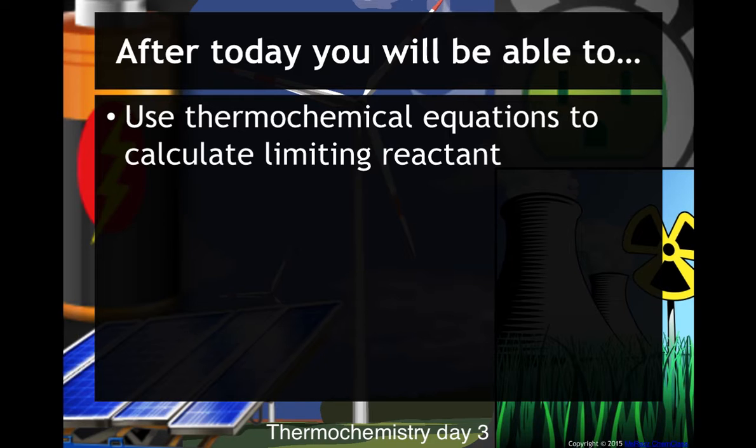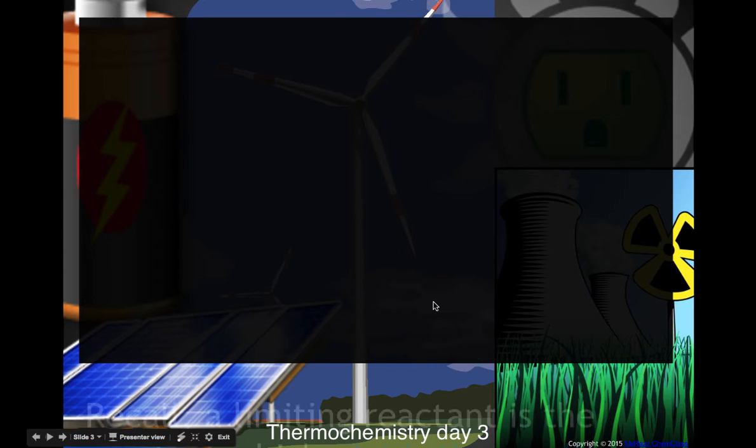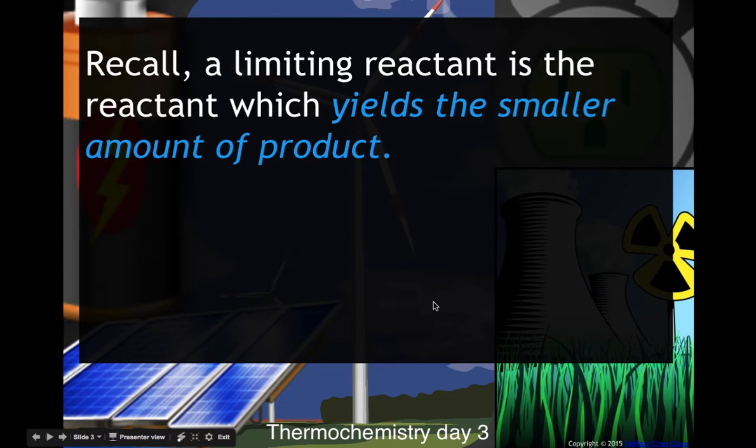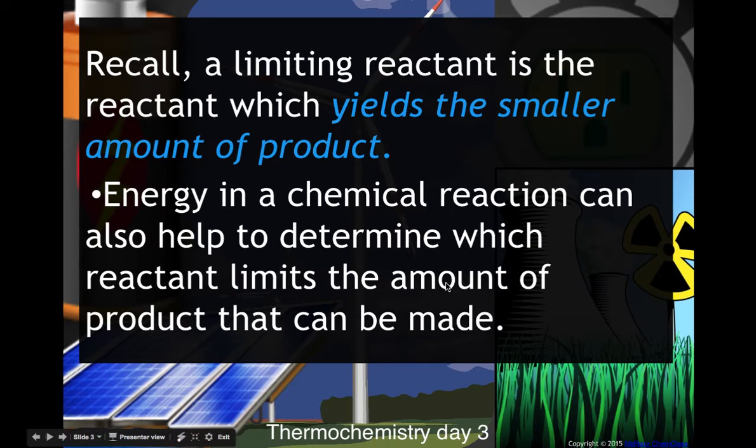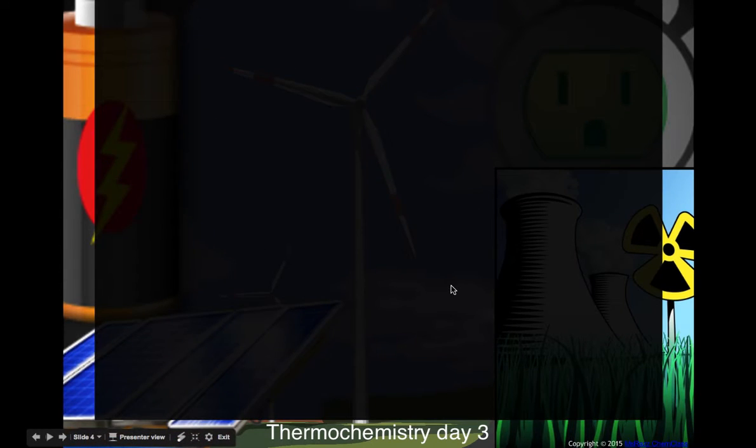So after today, we're going to add into this mix thermochemical equations and calculating limiting reactants, which is why it's really important when we did stoichiometry that you could figure out those limiting reactants, because we're going to use that information in this lesson today. So remember that a limiting reactant is the reactant which yields the smallest amount of product. We had the excess reactant and the limiting reactant, where we're zooming in today on the limiting reactant. Energy in a chemical reaction can also help determine which reactant will be limited, the amount of product that can be made. So this is going to factor into that amount of product.